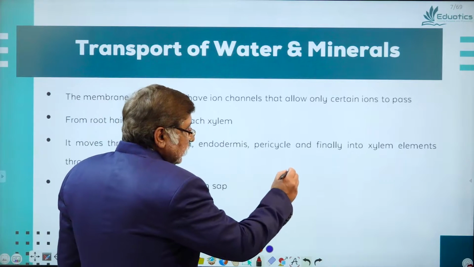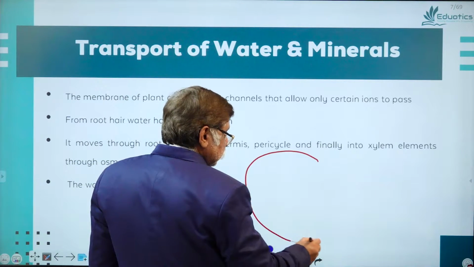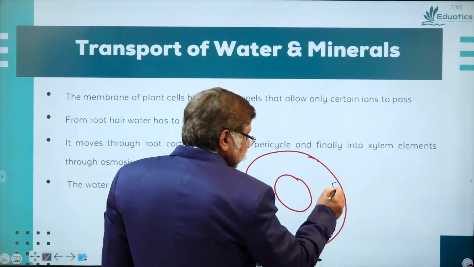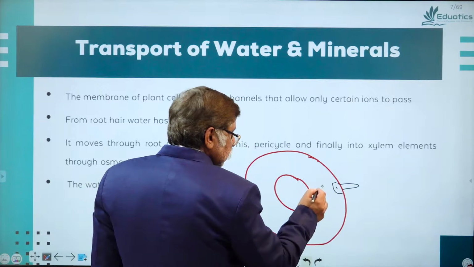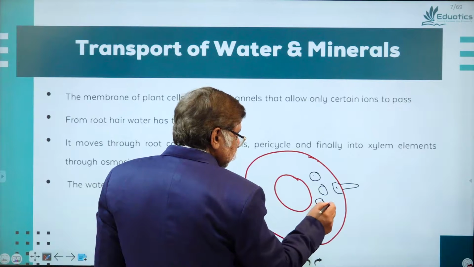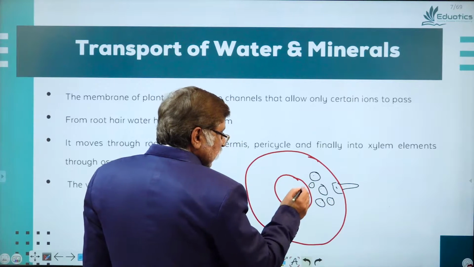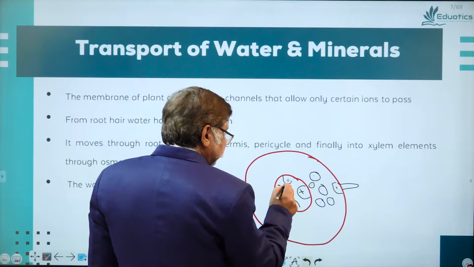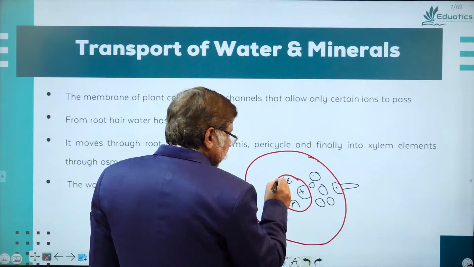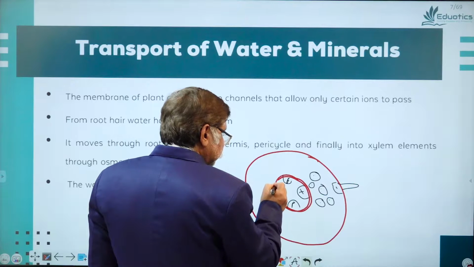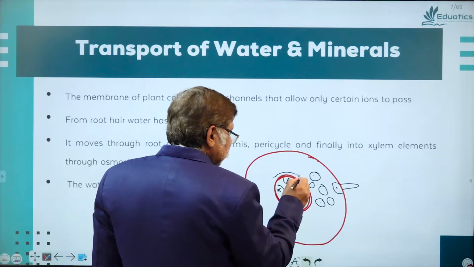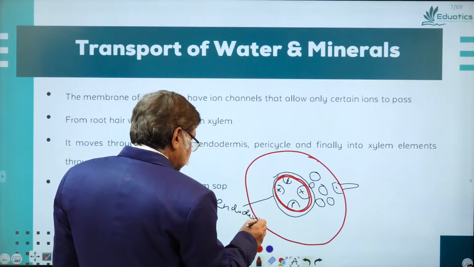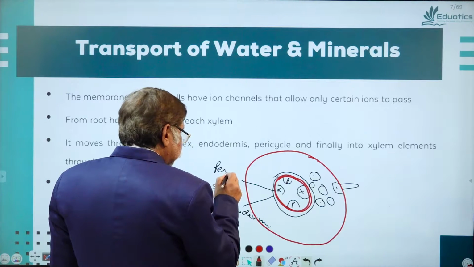So for that, if you recall the diagram of a root, this was the epidermis of root, having root hair. This was the parenchymatous cortex. And here was present the xylem, phloem, xylem, phloem. And next to endodermis was the layer known as pericycle. Let's say this is endodermis. This is pericycle.